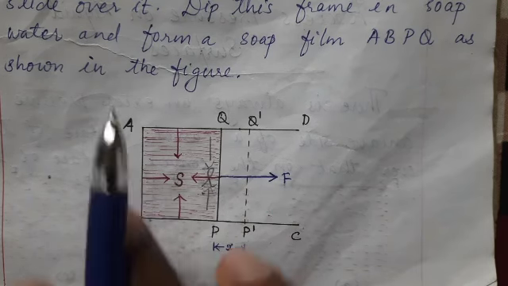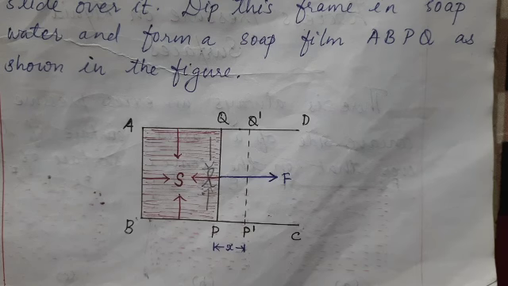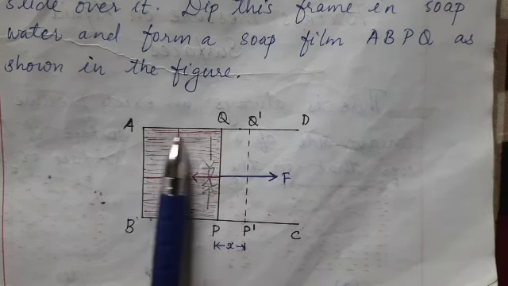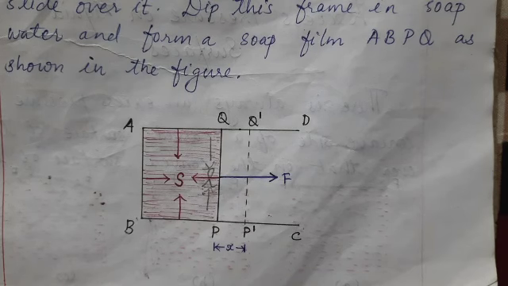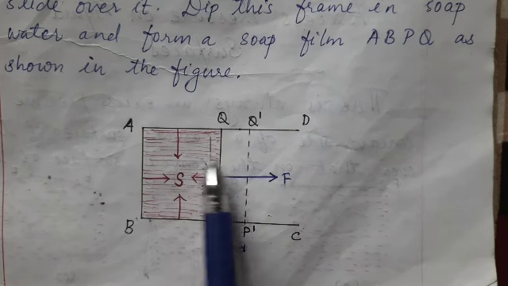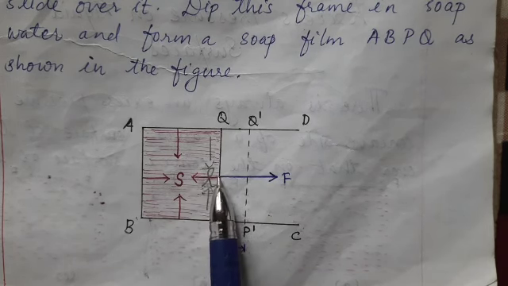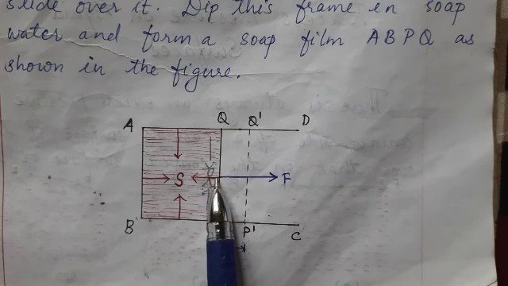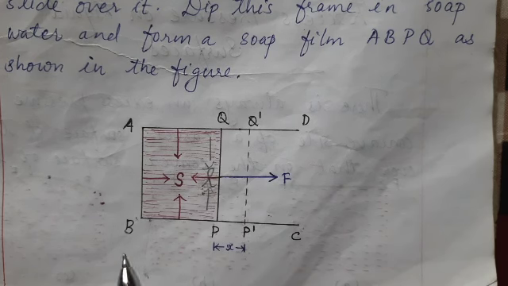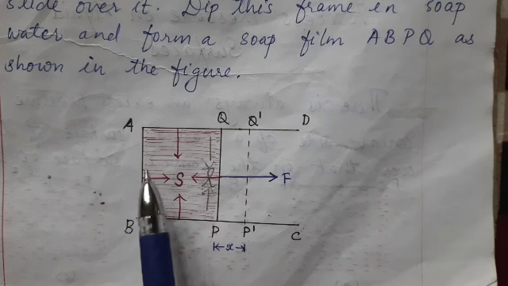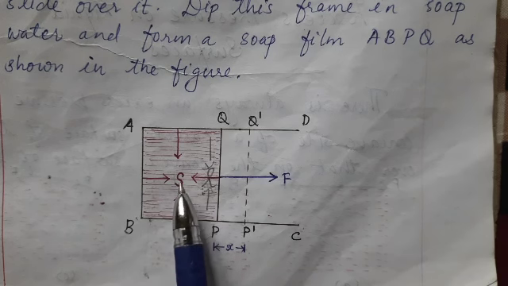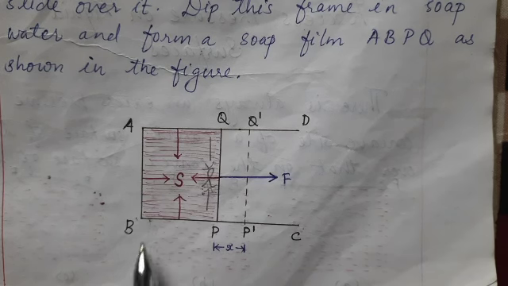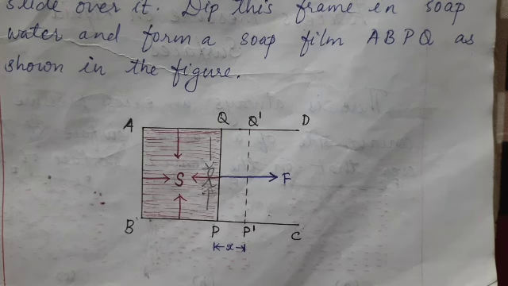If you dip this frame completely in soap water and take it out, you get a soap layer here. We all know that this PQ, if it is free to move, will move towards the left side. That is because of the surface tension given by the soap layer, and that surface tension is marked as S.